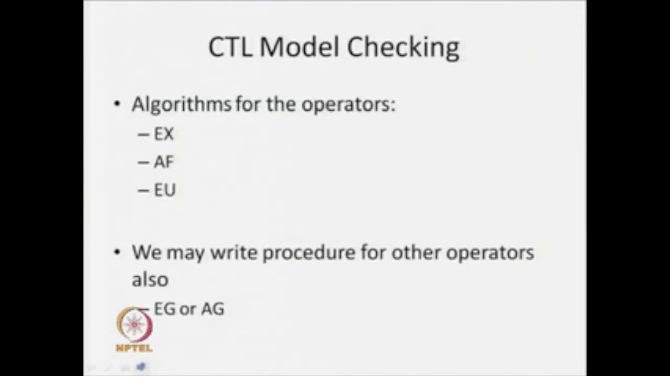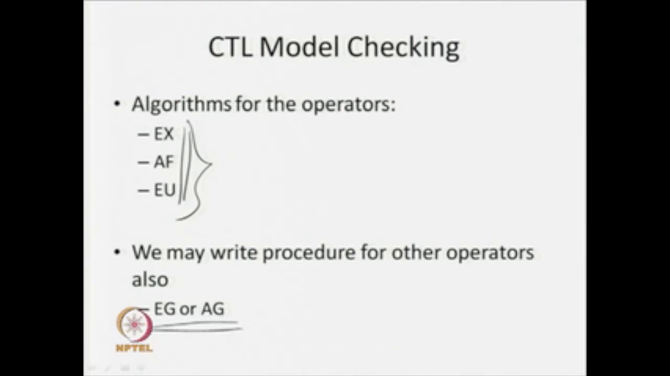Now, we have seen that the minimum set of operators we look for are EX, AF and EU, and other operators can be expressed with the help of these three operators. Now, we will see whether we can write a procedure for other operators also or not. For that I am going to take the example of EG and AG, because if I have EG or AG, we have to write the equivalent formula which involves these three operators, but we will see whether we can write a procedure for these two or not.